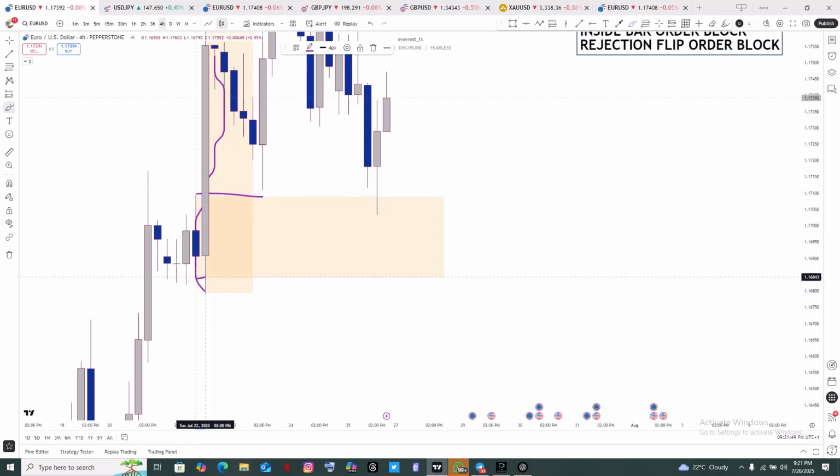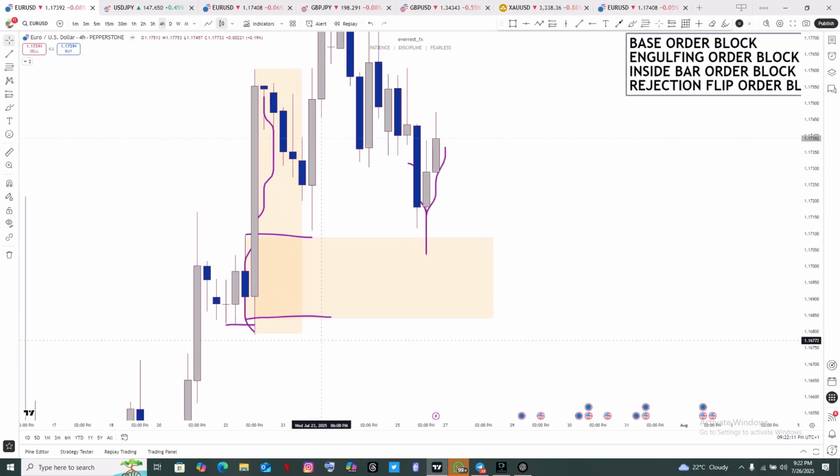Why are we using this one? Because this one is too big, right? Now we use this inside bar. You can see that when price came to it, price respected it and it's going up. Now why did price respect it? The market swept liquidity here.